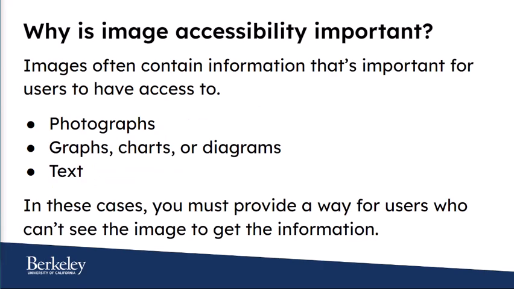Why is image accessibility important? Images often contain information that's important for users to have access to. They might be a photograph, a graph or chart, or text. In these cases, you must provide a way for users who can't see the image to get the information.